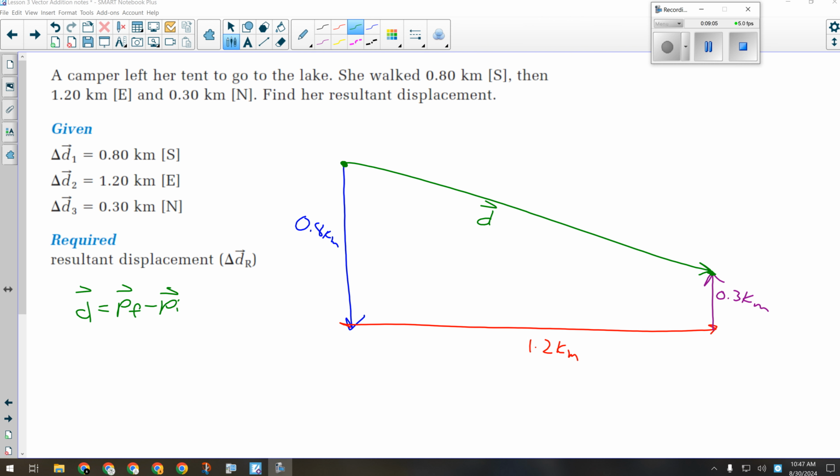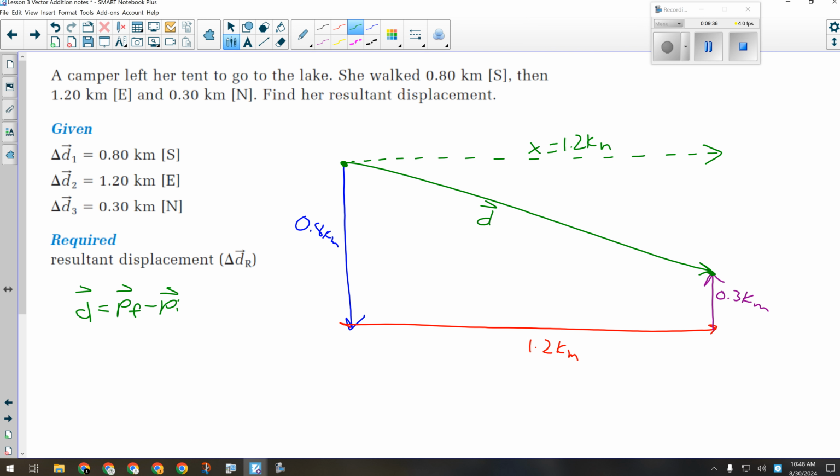So for this case, one of the, what we call components of that displacement vector is horizontal, or the x component, if you're talking about an xy scatter plot. Okay, so an xy plot, this would be our horizontal or x component, and it goes east. How long is it? 1.2 kilometers. It's 1.2 kilometers.